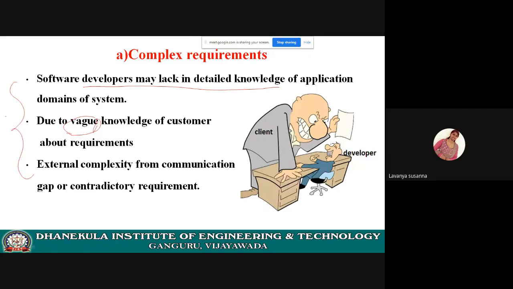Next, complexity comes from communication gap. The client must say what he wants, which type of software, what functionalities he wants, okay? So there must be good communication between the client and developer. If there is a communication gap, then the developer cannot develop the system properly, okay? So here the complexity arises. Again the complexity arises due to contradictory requirements. If the client is giving contradictory requirements, here the complexity arises.